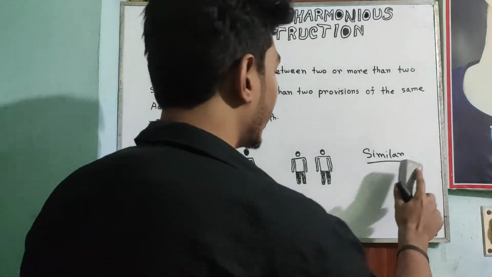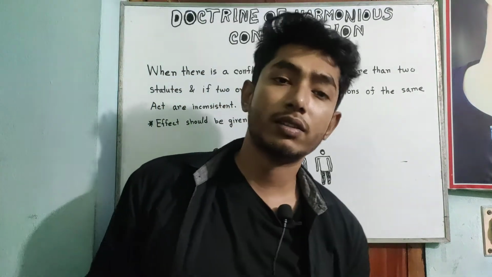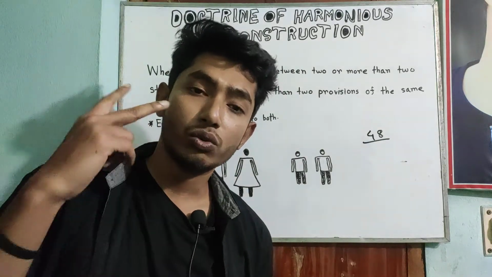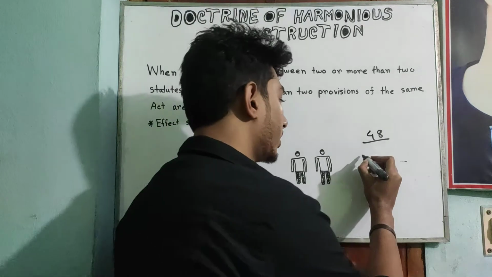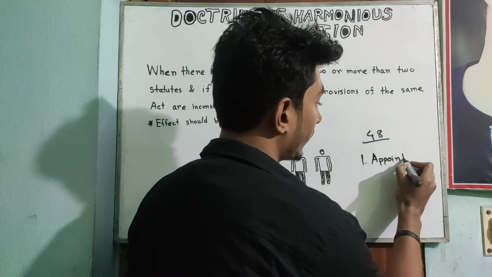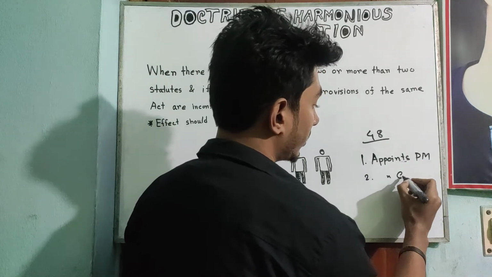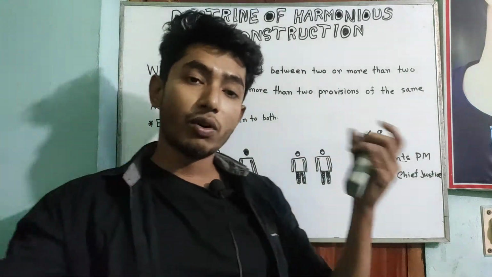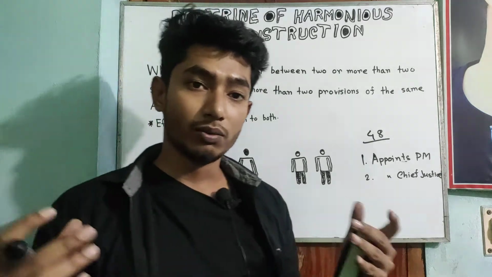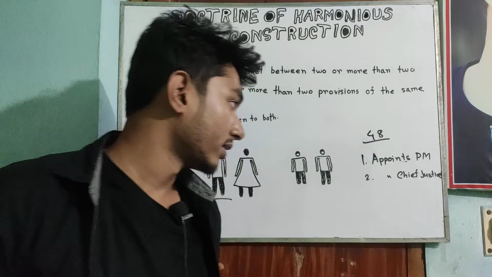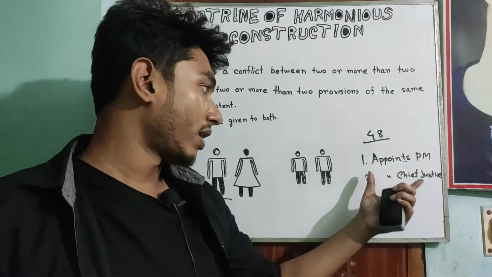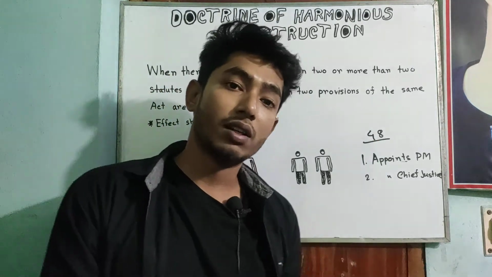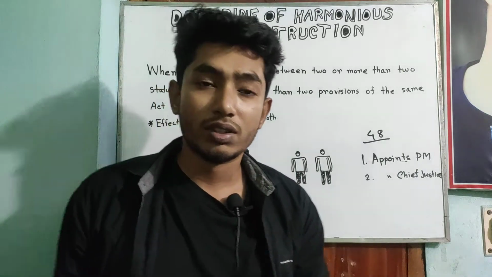So let's take an example. Article 48 of the Constitution of Bangladesh says the President can only do two things by himself. Number one is appointing the Prime Minister, and number two is appointing the Chief Justice. Except for these two, for other works, the President needs to advise with the Prime Minister. So what did I say? Article 48 says the President can do two things by himself, appointing the Prime Minister and appointing the Chief Justice. Except these two things, if the President needs to do something, he needs to consult with the Prime Minister.